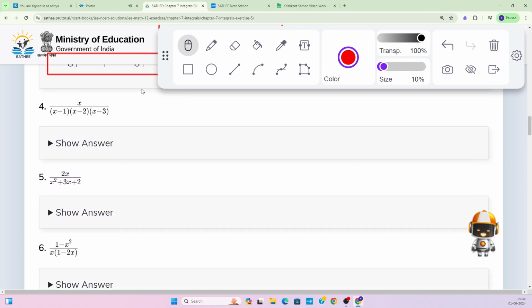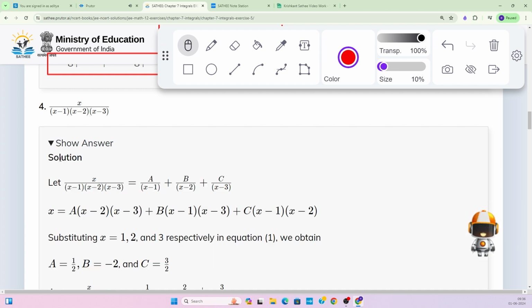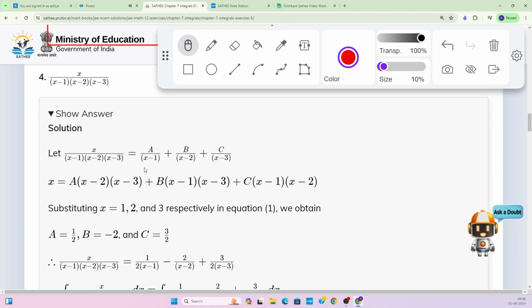Now the solution for the fourth. The same thing we will be applying: a by (x minus 1) plus b by (x minus 2) plus c by (x minus 3). From here, what you will get is x equal to a times (x minus 2)(x minus 3) plus b times (x minus 1)(x minus 3) plus c times (x minus 1)(x minus 2).